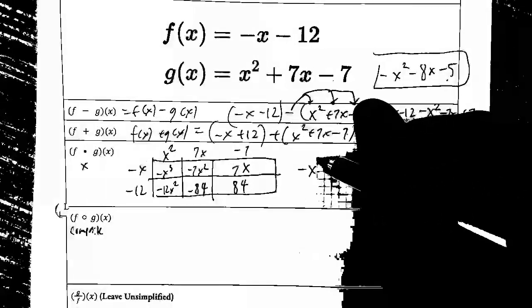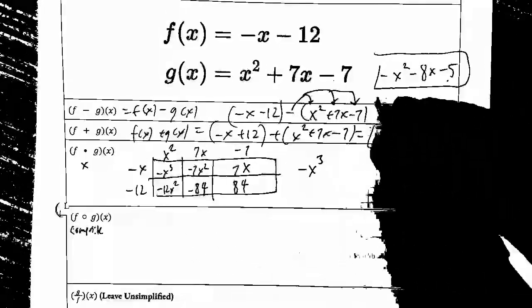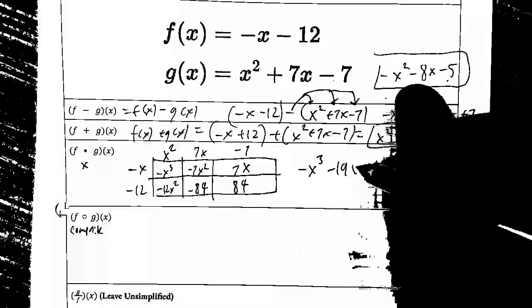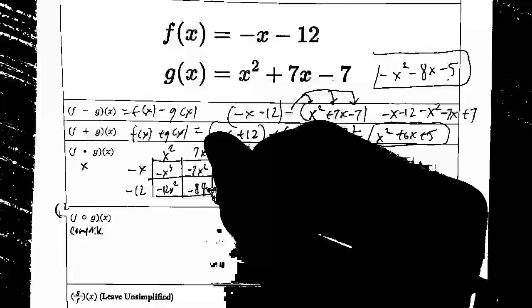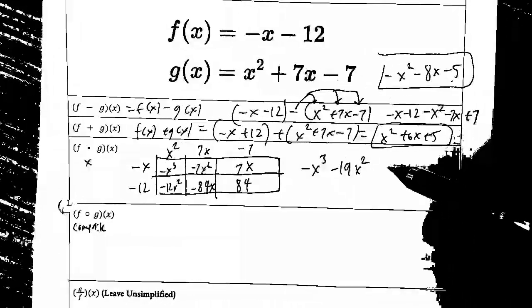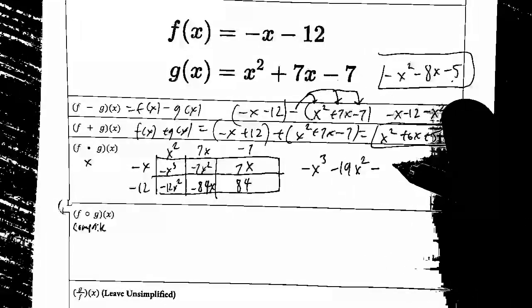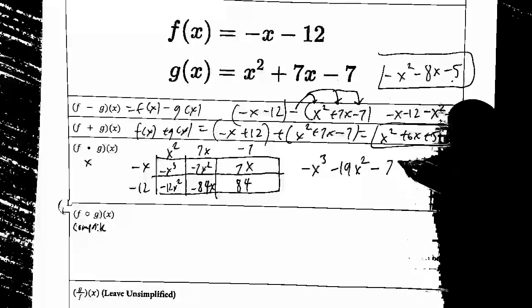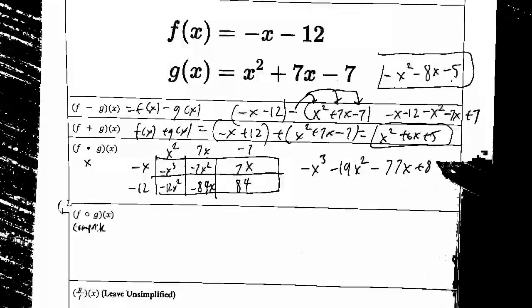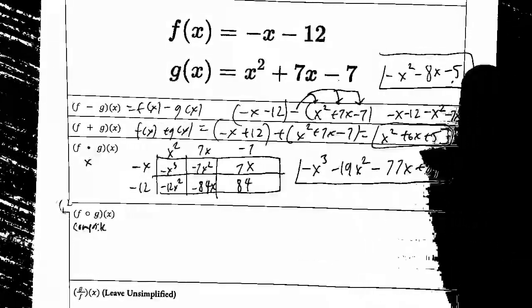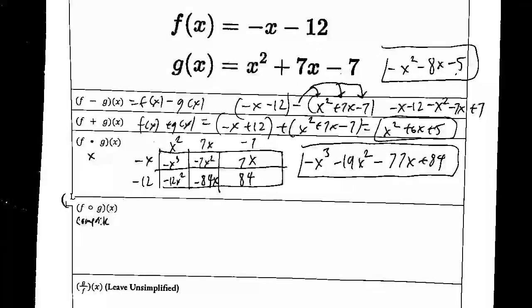We get negative x cubed. We'll combine these two. Negative 19x squared. Sorry, there's an x here. And minus 77x plus 84. Okay. That's it. That's multiplication.